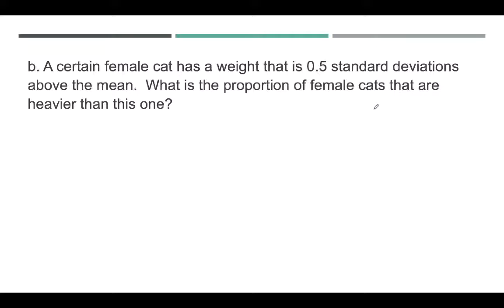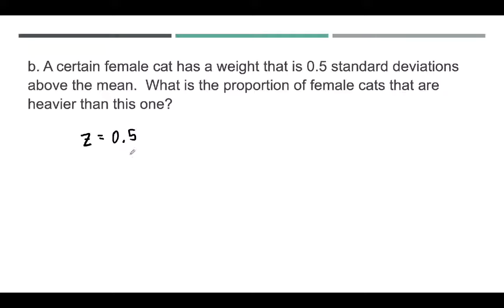Okay, picking up where we left off from part A, with the cats and their weights. We have a question here. A certain female cat has a weight that is 0.5 standard deviations above the mean. What is the proportion of female cats that are heavier than this one? Okay, so when they say that the weight is 0.5 standard deviations from the mean, that's another way to say that Z is 0.5. Okay, because Z is how many standard deviations from the mean.